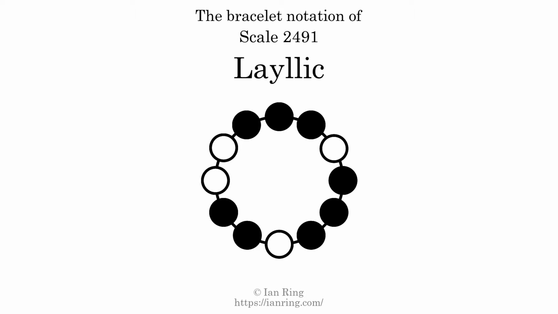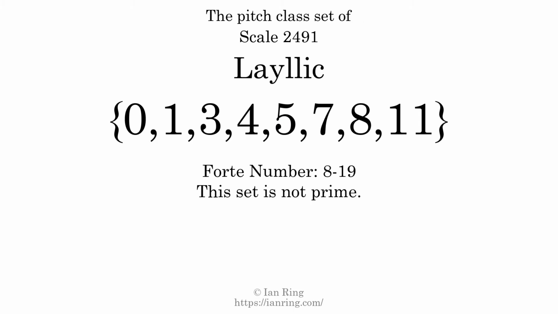2491. The shaded circles represent tones that appear in the scale, and they are read clockwise, starting at the top. The pitch class set for this scale is 0, 1, 3, 4, 5, 7, 8, 11. The Forte class is 8-19. This set is not prime.